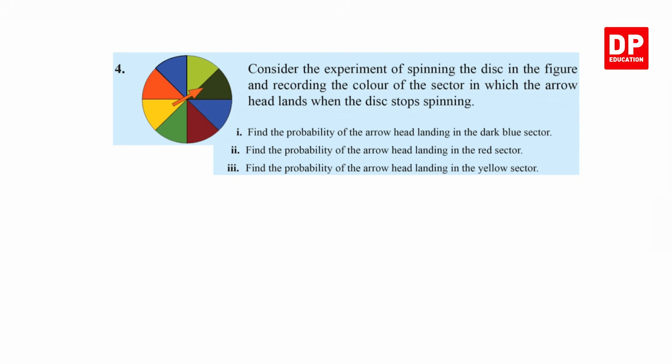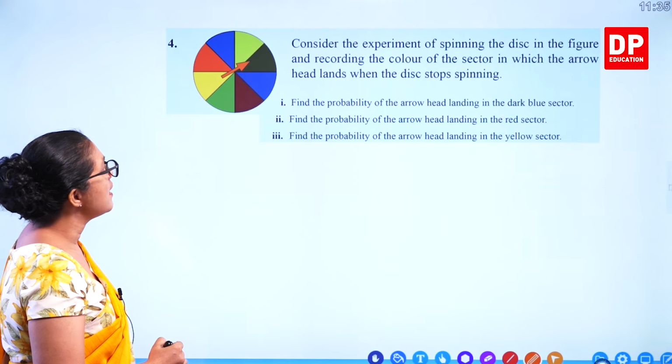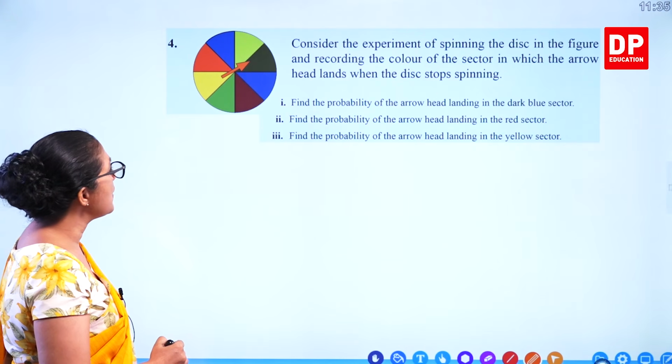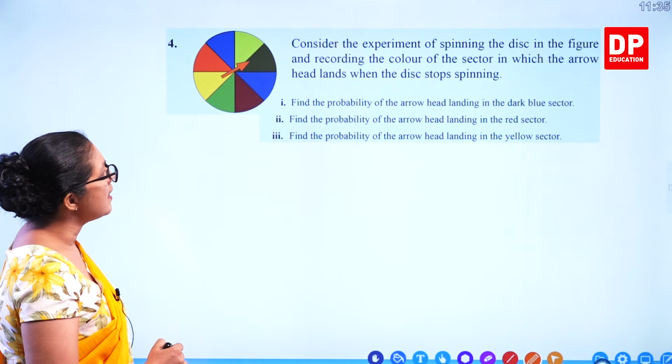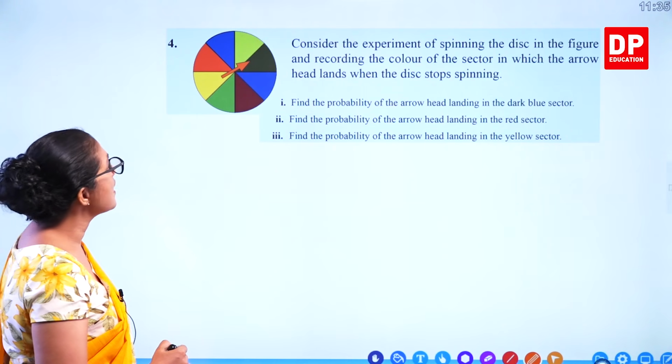Consider the experiment of spinning the disc in the figure and recording the color of the sector in which the arrow head lands when the disc stops spinning. Find the probability of the arrow head landing in the dark blue sector.